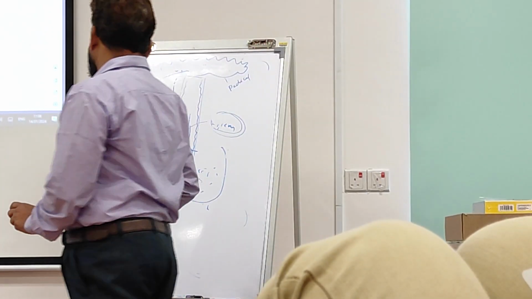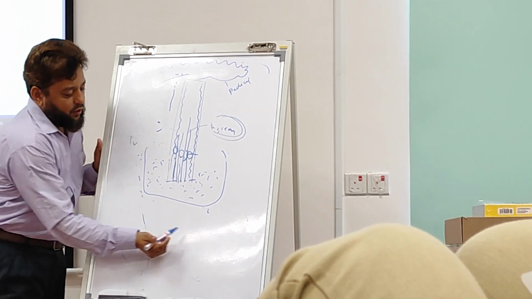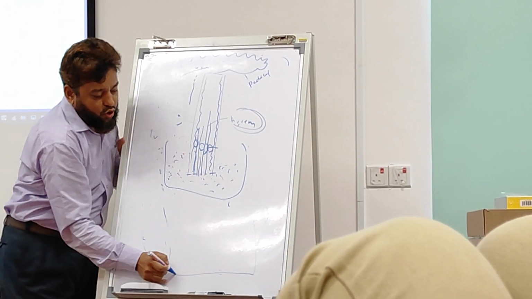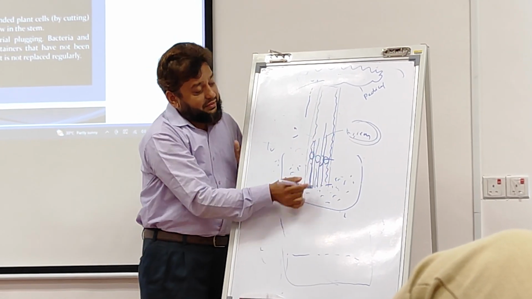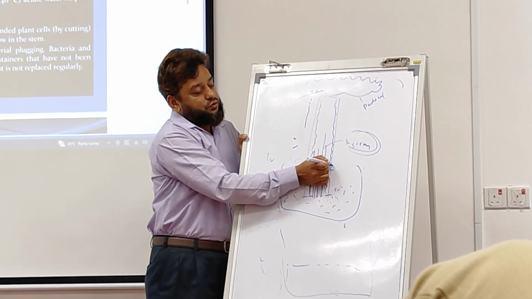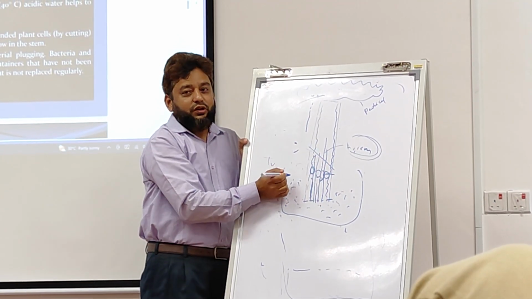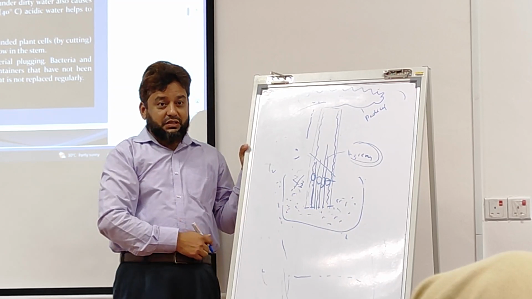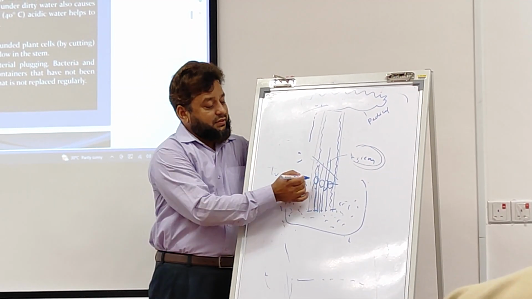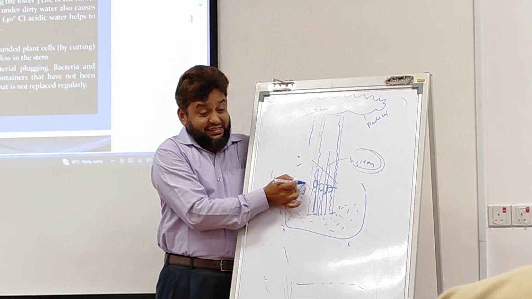Okay, so number one, you have to take one big pot, and in this pot you have to take water, and then you have to bring the stem, and then you have to give one cut here. In this you have to give a cut of a few centimeters. Why? Because all the air bubbles are formed in this area.